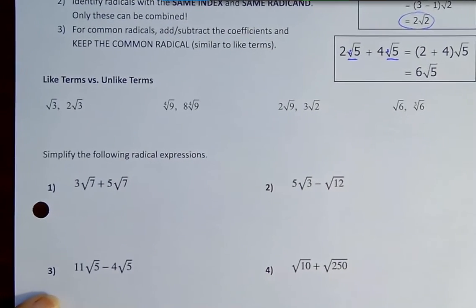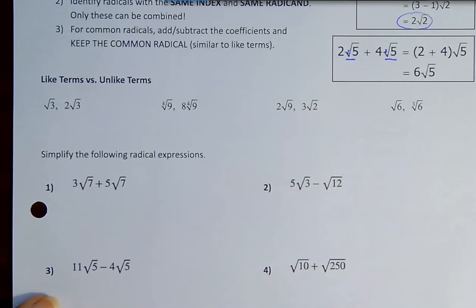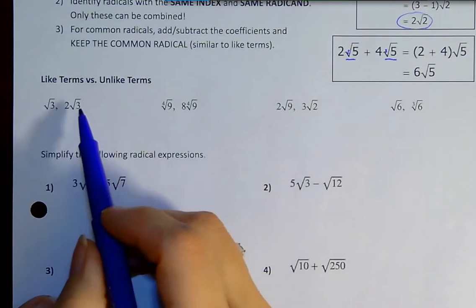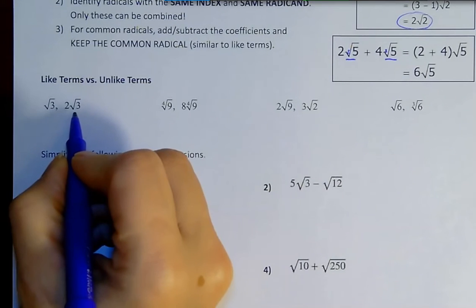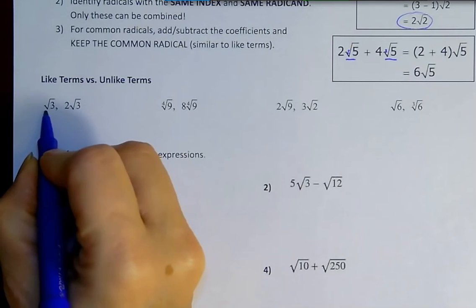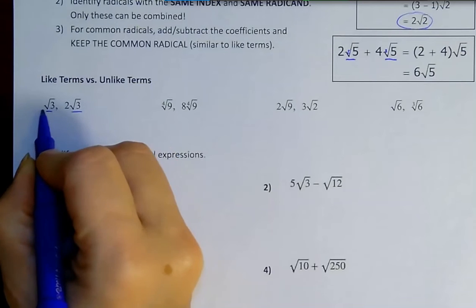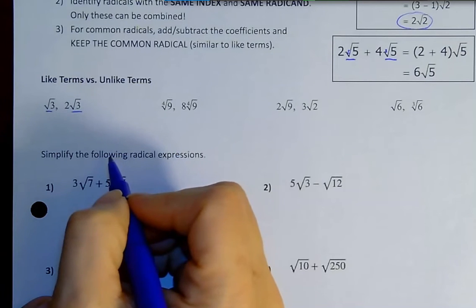Okay. So just a review of what makes something a like term here, and which examples here. Oh, I hope you could see all that. I suppose I'll go back and look. What makes something a like term and what makes something not a like term. Square root of 3 and 2 roots of 3. They're both talking about terms of the square root of 3, right? The index is 2, even though it's invisible, and the radicand is 3.